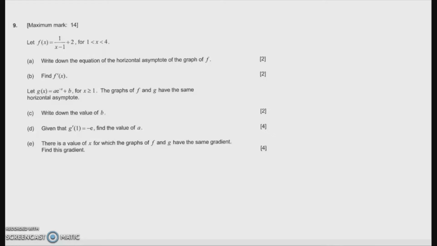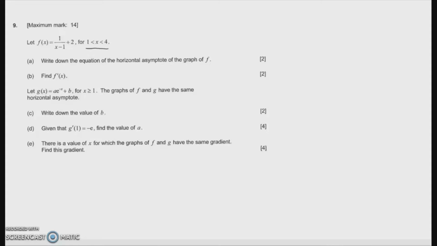First off, we have the reciprocal function here, f(x) = 1 over x minus 1, plus 2. Note that we're given a specific domain for this function between 1 and 4. Now it says write down the equation of the horizontal asymptote in the graph of f. First of all, it's a write down question. This should be fairly straightforward, but we do notice that it's actually a 2-mark question, so perhaps there's a little bit more going on. Firstly, a couple of ways we can do it.